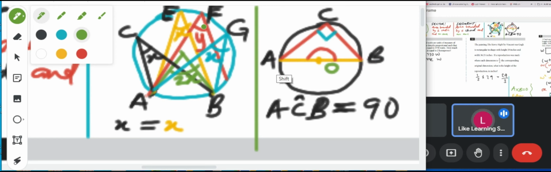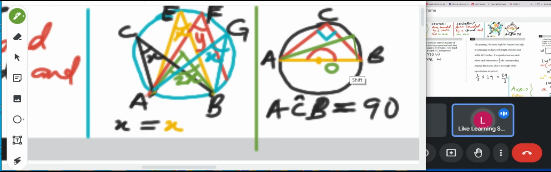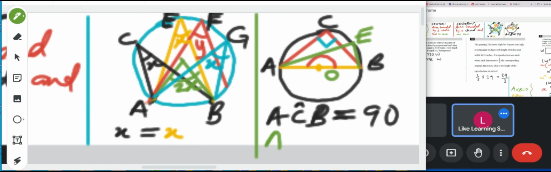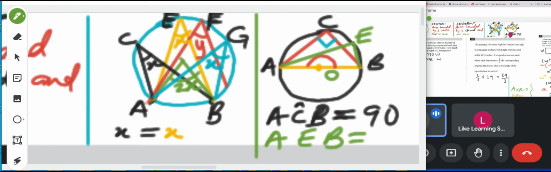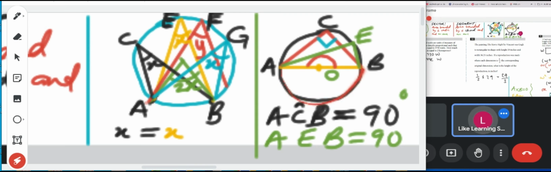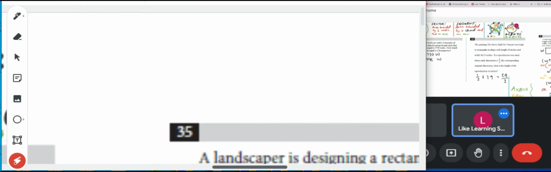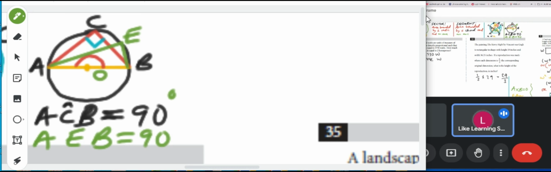No matter how it is drawn, if I have another one like this, if it drops down here and I call this place E, also angle AEB must be 90 as well. It must be 90 because they are both subtended by arc AB, and of course the one at the center, 180, must be double the one at the circumference.